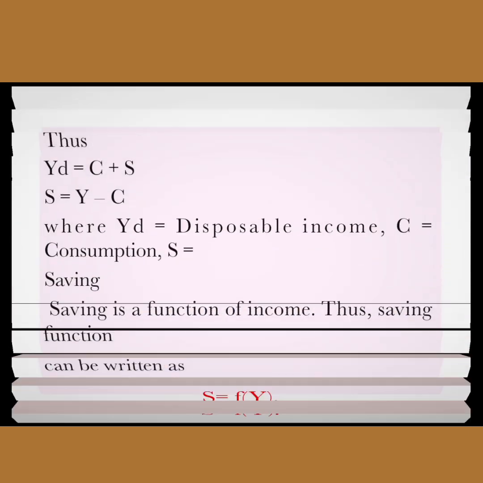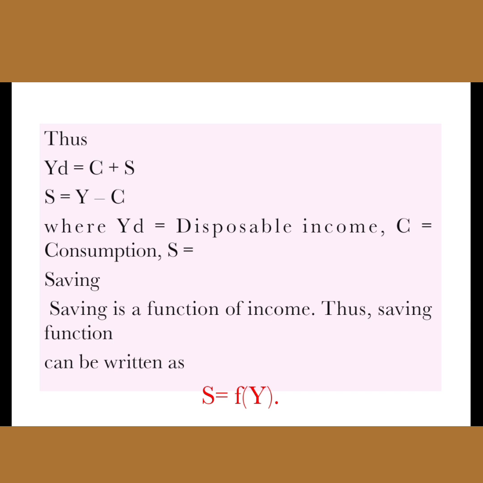So here, mathematically, what do we have? We have the disposable income, which is YD. It equals consumption plus savings. So from this equation, we can derive the savings. Saving equals the income, Y minus C, where, as we said, YD represents the disposable income, C is consumption, and S is saving.